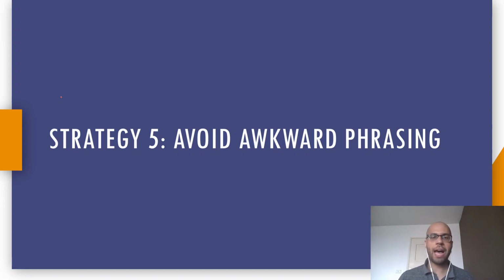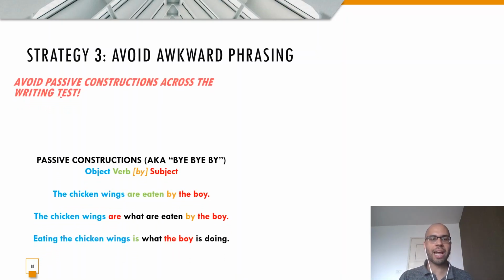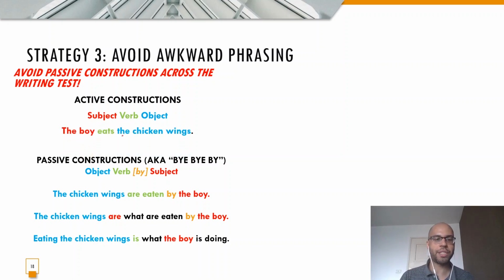All right, strategy 5, avoid awkward phrasing. Now, that sounds kind of broad, but I'm going to try to zoom in on some key awkward elements. So one thing that I want you to do is to avoid passive constructions. And let's just talk about what that means. In an active construction, you've got a sentence that starts off with a subject, and then you've got your verb, and then you've got your object. So we say something like, the boy eats the chicken wings, right? We've got the actor, the person that's doing something, at the beginning of the sentence. And that's really nice, okay? And that's something that's preferred across the writing test. So not just in combining sentences questions, but across the writing test, active constructions tend to be better, okay?